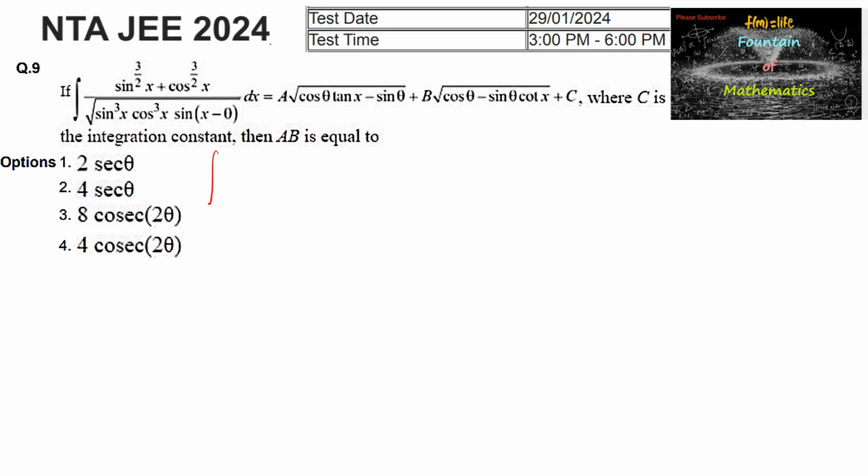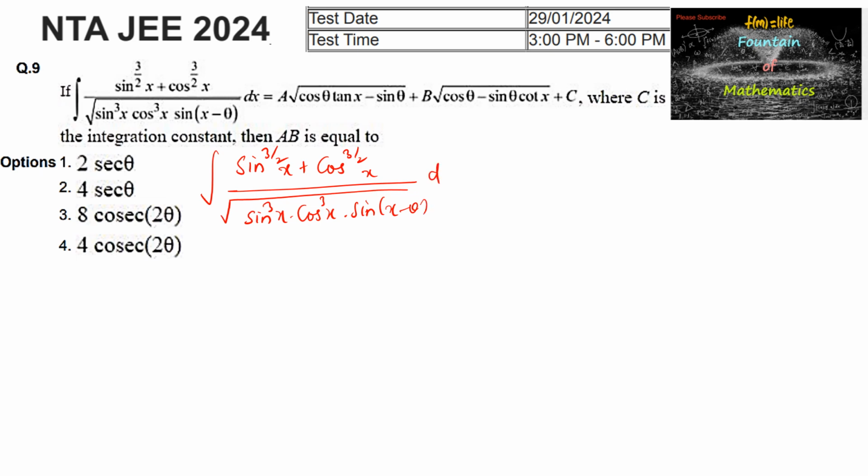If integral of (sine power 3 by 2 x plus cos power 3 by 2 x) upon under root of (sine power 3x into cos power 3x into sine of (x minus theta)) dx is given in terms of a and b, where a, b, c are the constants, we need to find the value of ab. So let us simplify this.